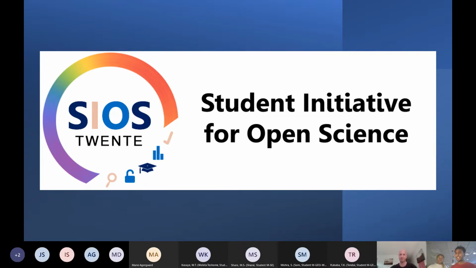We are happy to announce that with the support of Open Science Community Twente, we have started a new chapter, which is a student initiative for Open Science Twente.